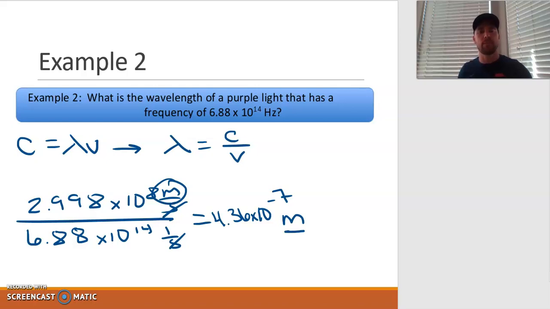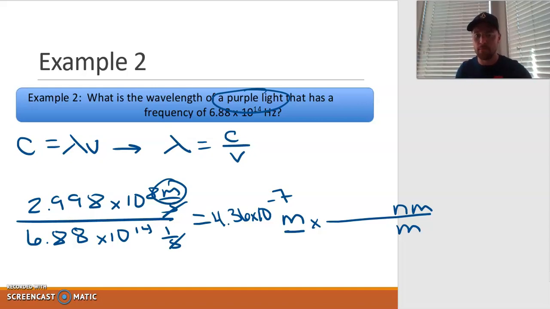But do we usually represent wavelengths in meters when we're dealing with visible light? No, we usually see it in nanometers, right? So even though the problem didn't explicitly say put the answer in nanometers, it should be practice that when we are reporting wavelengths for colors, we want to convert it to nanometers, right? So we can do that by a simple metric conversion. And if you do it a different way, that's totally fine. You can do it however you'd like. But we can set it up like this.